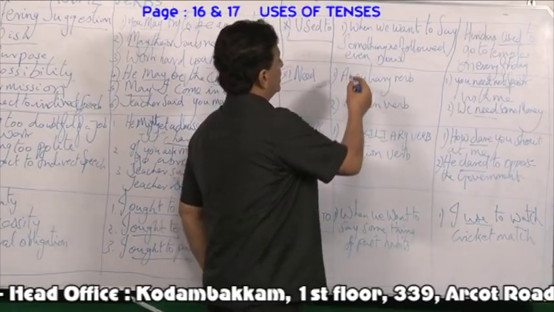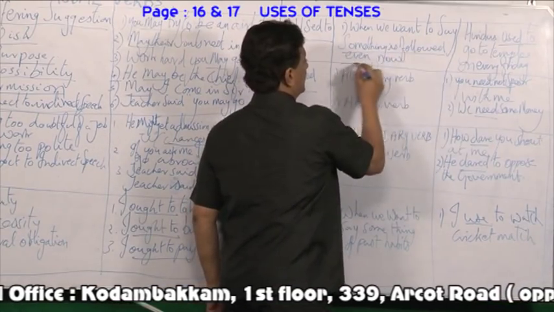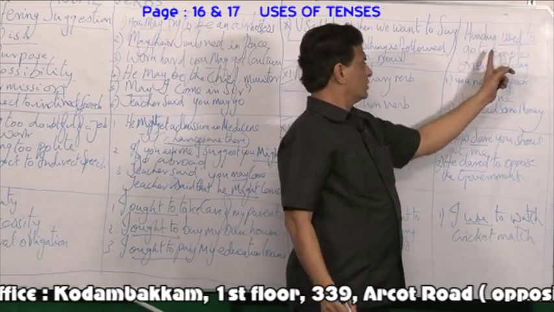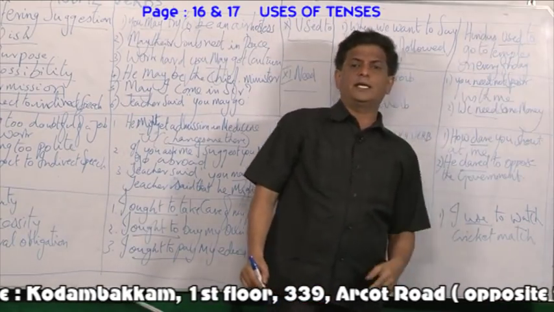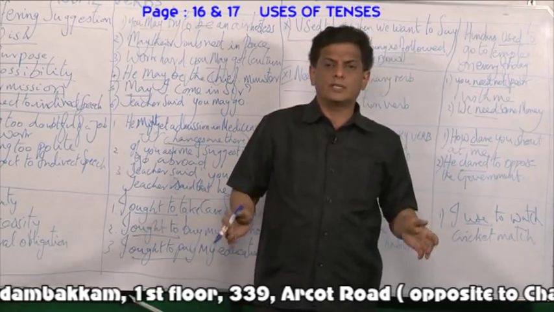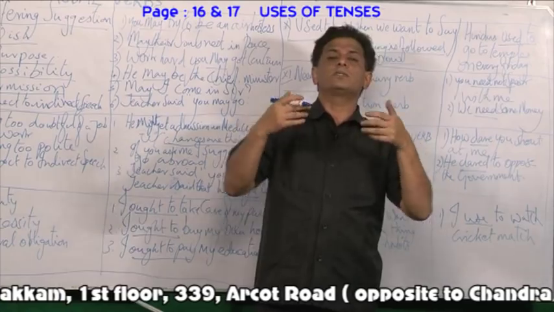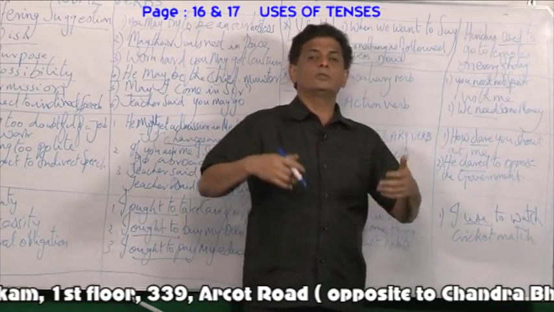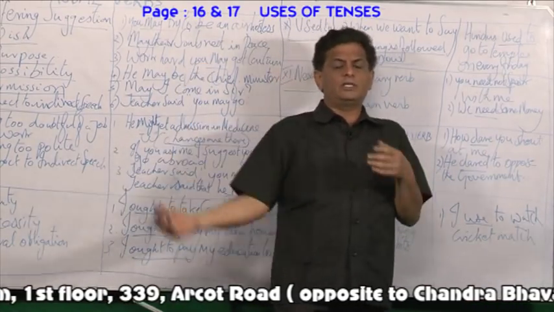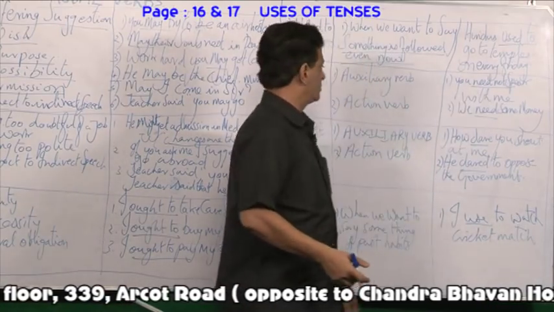So here used to means something is followed even now. See here, Hindus used to go to temples on every Friday. On every Friday, it is the duty of Hindus to go to temple. On every Sunday, the Christians used to go to church. So used to means a habit which was followed in the past and even now. I am used to, I used to.